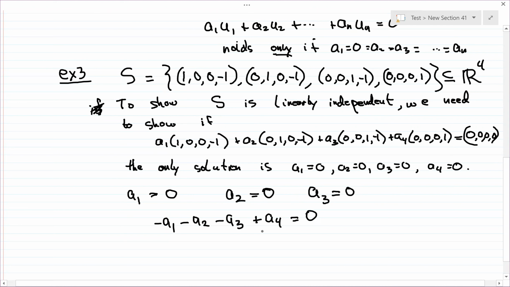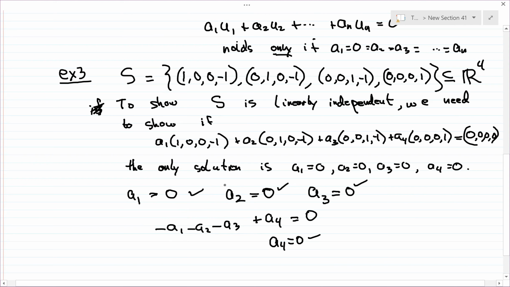So this time we get something more complicated, but we've already seen that A1 and A2 and A3 are 0. So since these 3 terms are 0, this just reduces to A4 equals 0. Which means we're done. Sorry about that, this thing disappeared on me. Minus A1, minus A2, minus A3, plus A4. But anyway, these are 0, so A4 is 0.